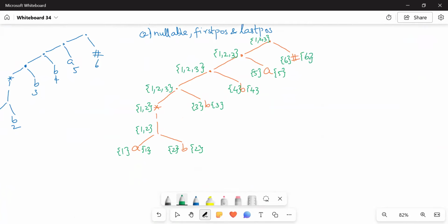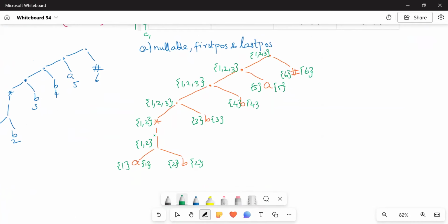Now we need to consider the interior nodes. Last position of R node is similar to first position. Last position of R node means last position of C1 union C2. So this is last position of C1 and C2.